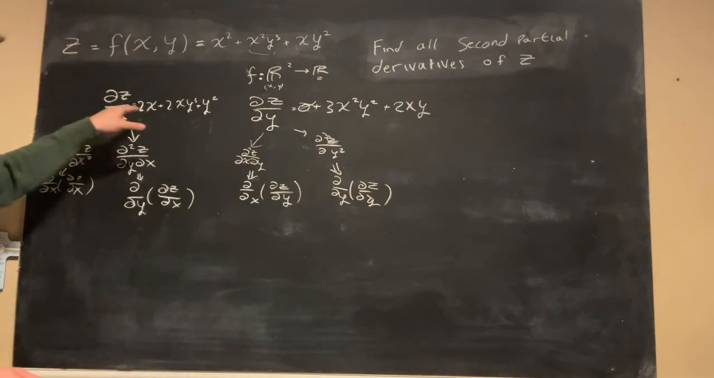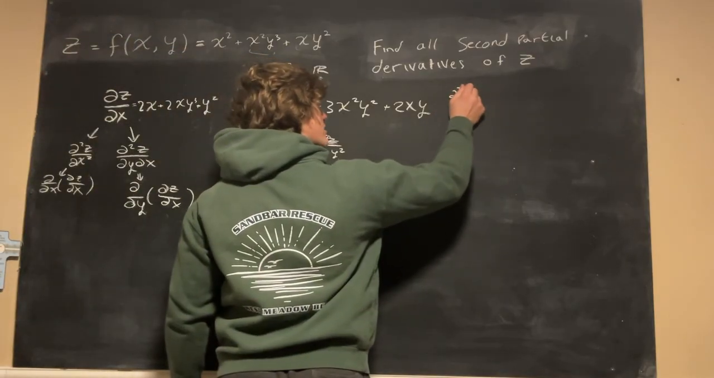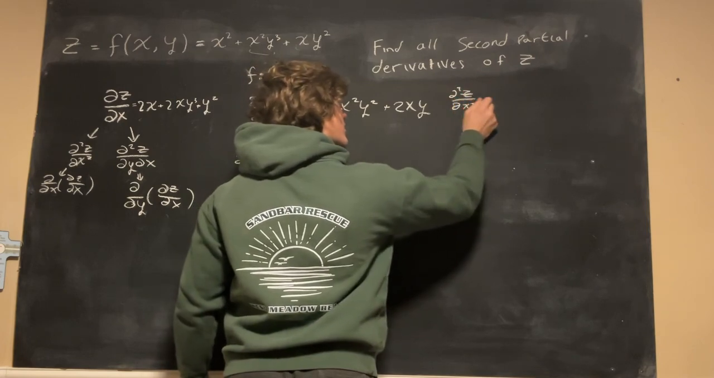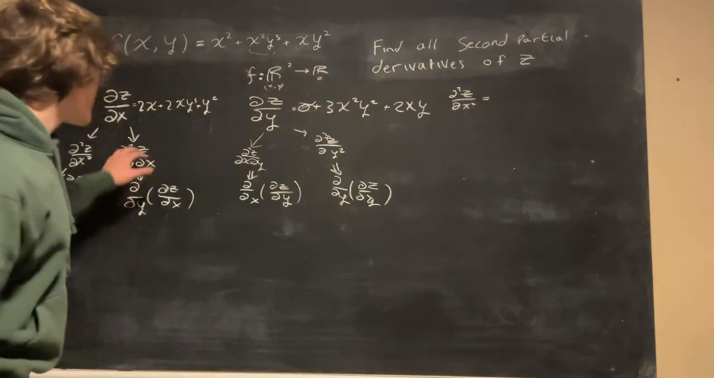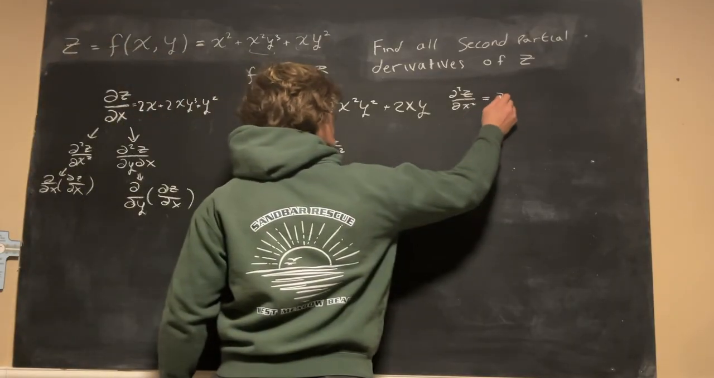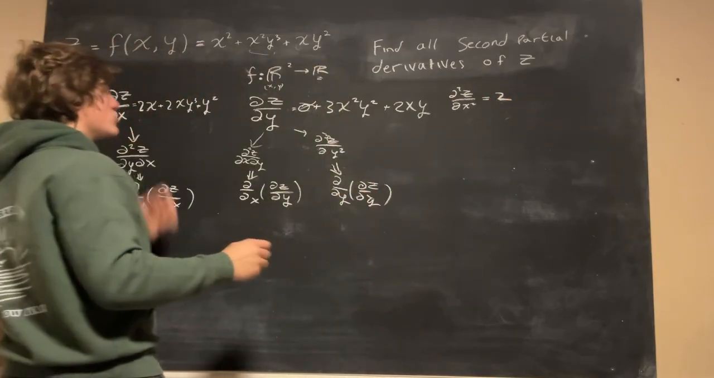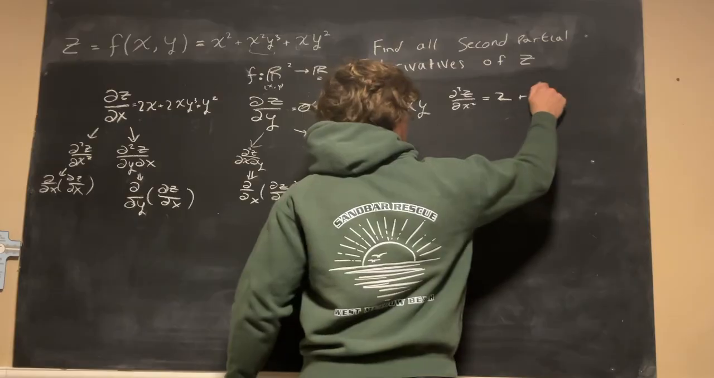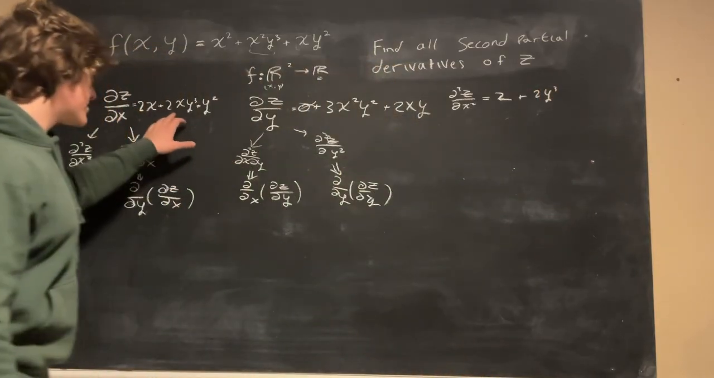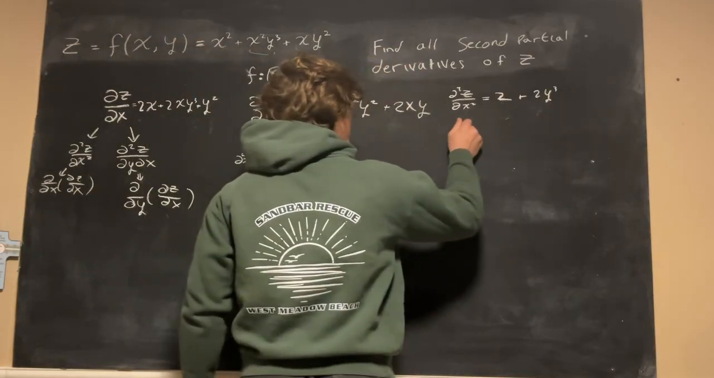So let's take the partial derivative of this with respect to x. We are going to write that d squared z over dx squared is equal to, now let's solve for it. The derivative of this with respect to x is just going to be 2. Now we are adding 2y cubed, because the x drops down, and then this just becomes 0. So I won't add the 0 at the end, but you know it's there.